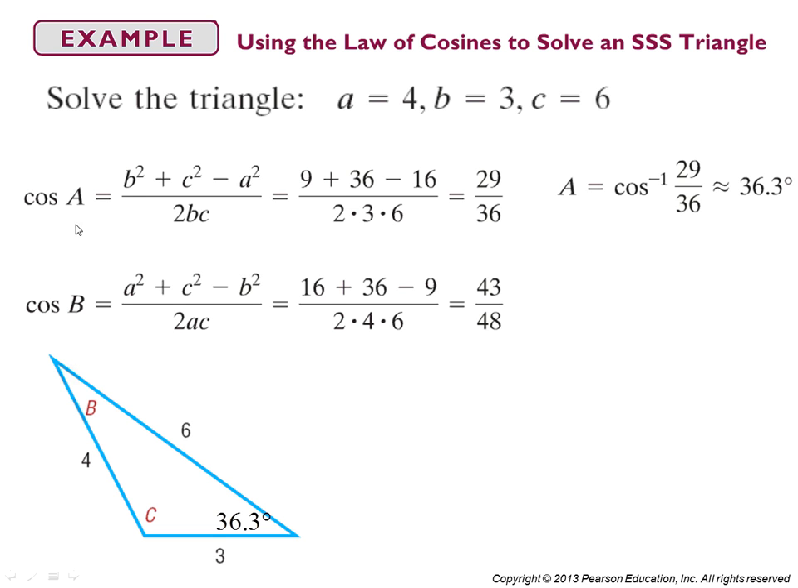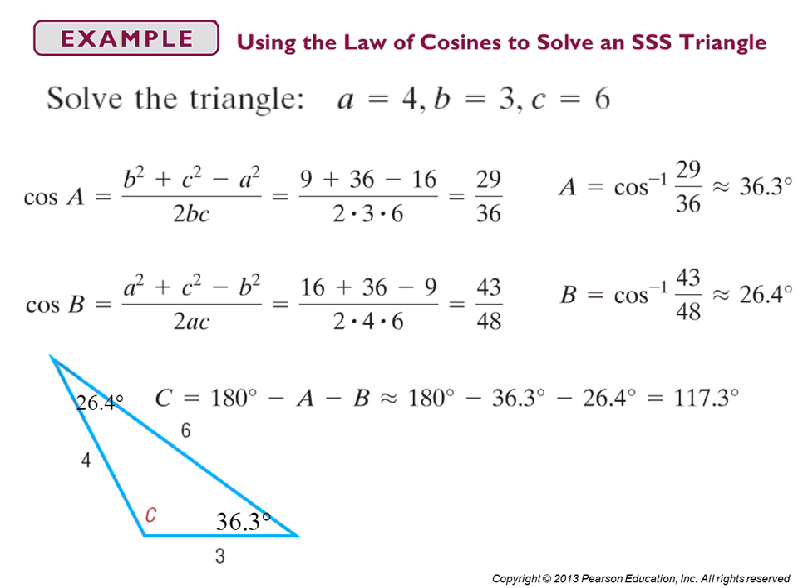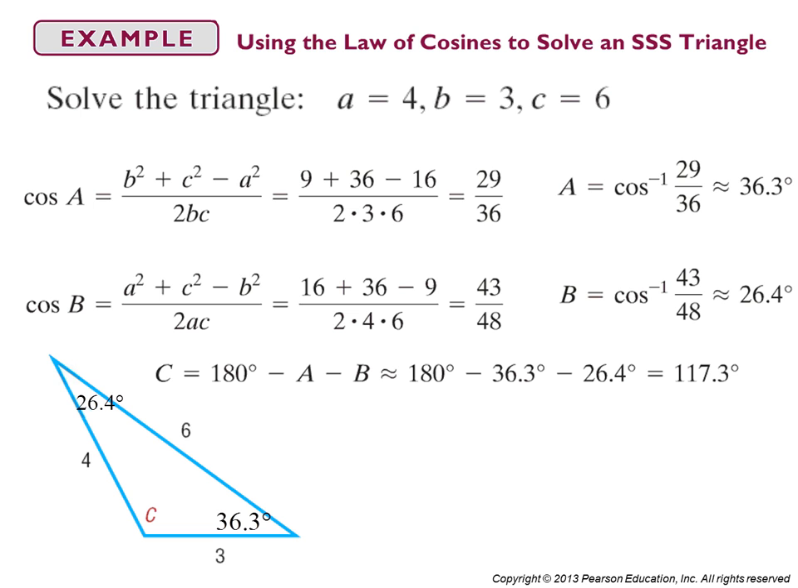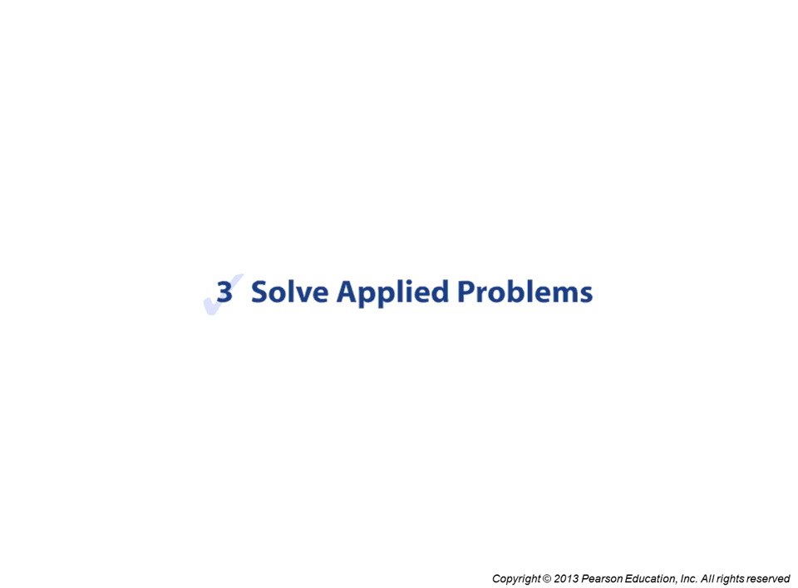Now we use law of cosines to find angle B, so we do the same, just shuffle it around. And notice the difference between when I have cosine A, I got B, C, and A, and here I have cosine of B, I have A, C, and B. I inverse cosine that, and I get angle B is 26.4. And then we use a triangle sum to find that our last angle is 117.3. And our triangle is solved.